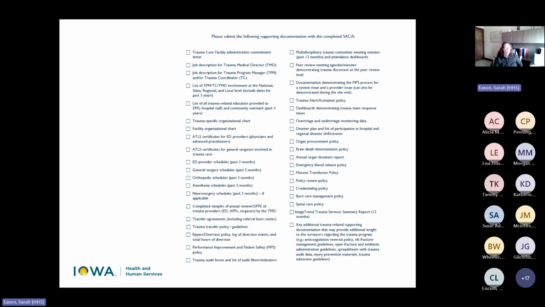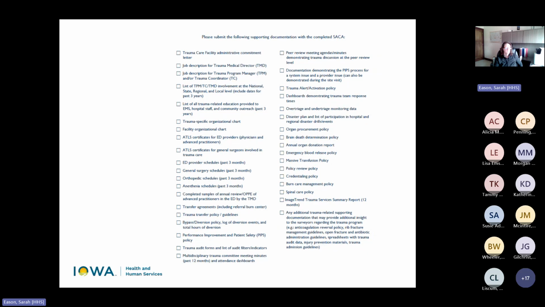Okay, so here's your laundry list of all your supporting documents, and this is the list for the level 3. So this is different on the SACA than your level 4s. These are all your supporting documents. Please, this is the stuff that is organized. Here's the picture of your level 4 laundry list.